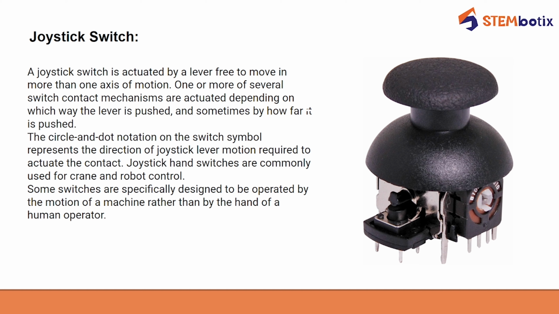The circle and dot notion on the switch symbol represents the direction of joystick lever motion required to actuate the contact. Joystick hand switches are commonly used for crane and robot control. So these kind of switches are used in cranes, robot controls, and some of them are used in remote control cars also. Some switches are specifically designed to be operated by the motion of a machine rather than by the hand of a human operator.